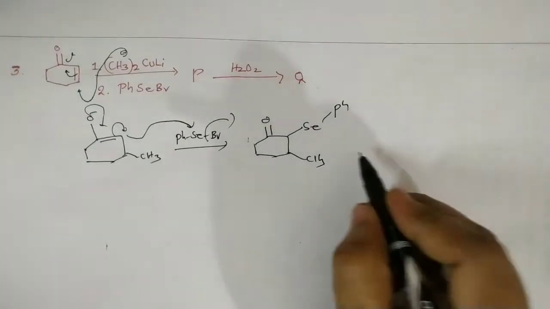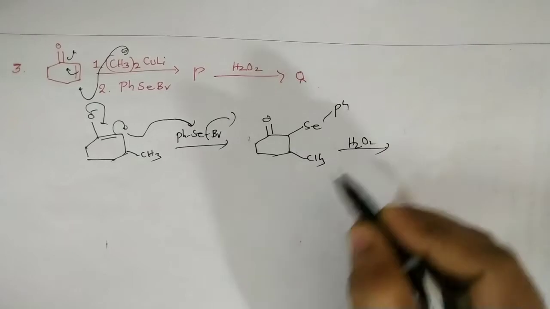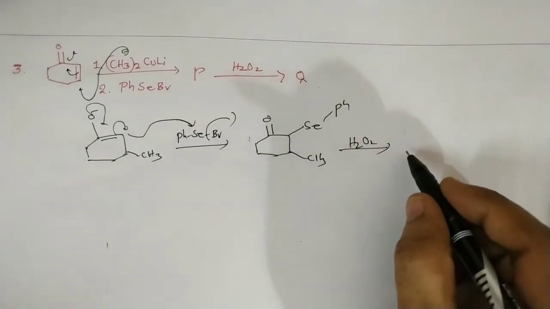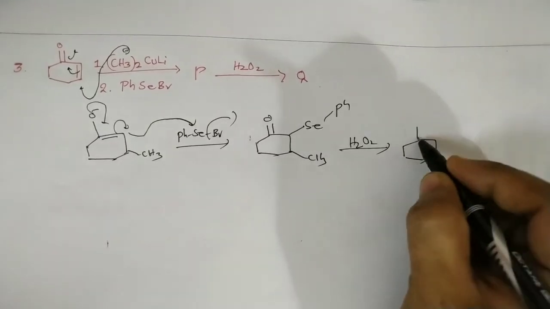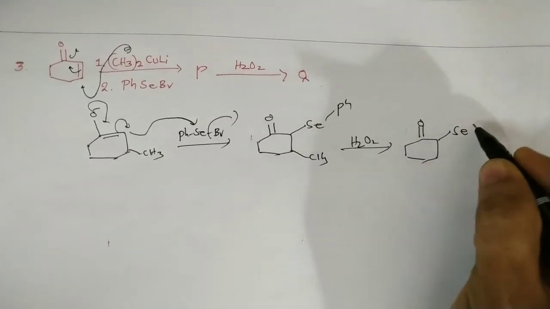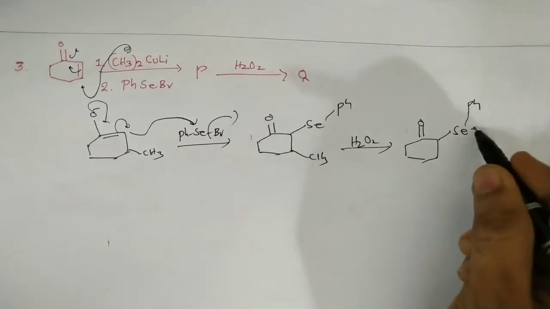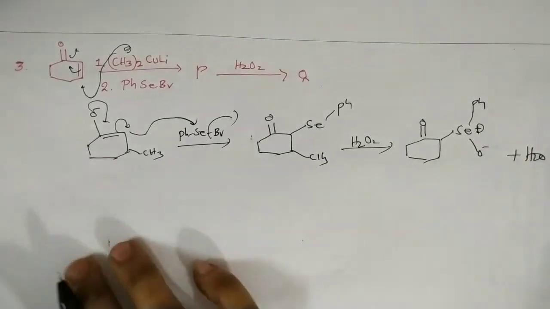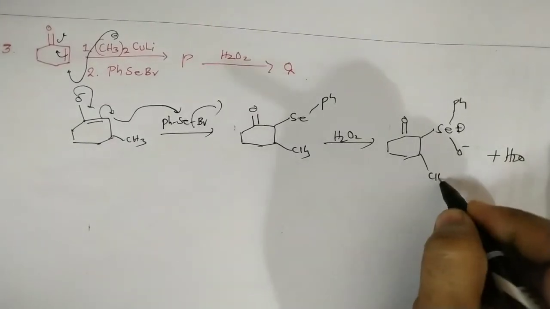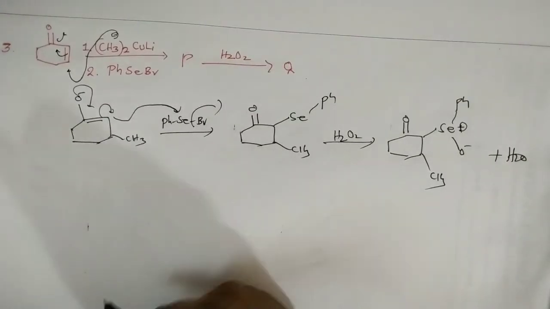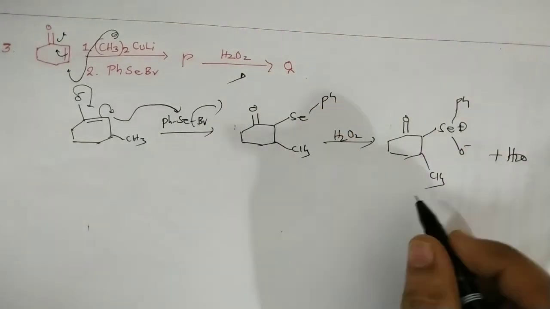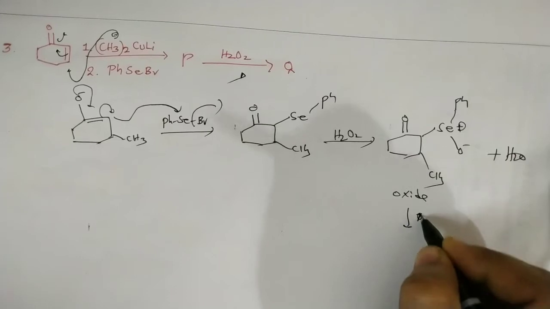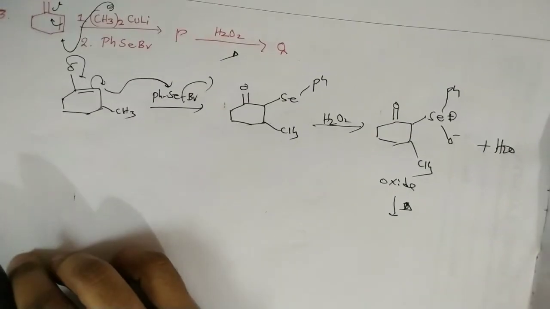Now on reaction with H2O2, this is easily oxidizable selenium, so it is oxidized to the selenium oxide, here selenium, Ph, plus, O minus, and H2O, the oxidation of the selenium compound. So here CH3. Now this oxide on heating, elimination takes place.